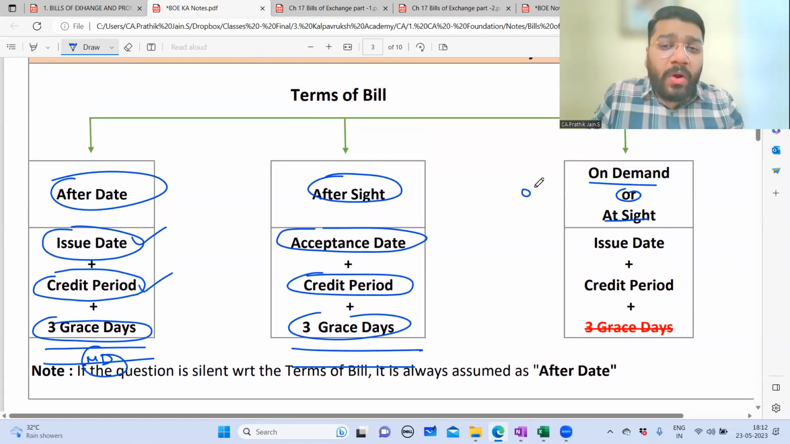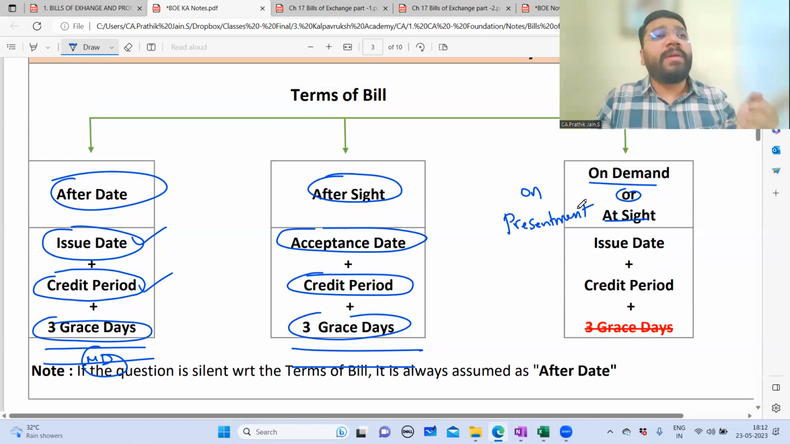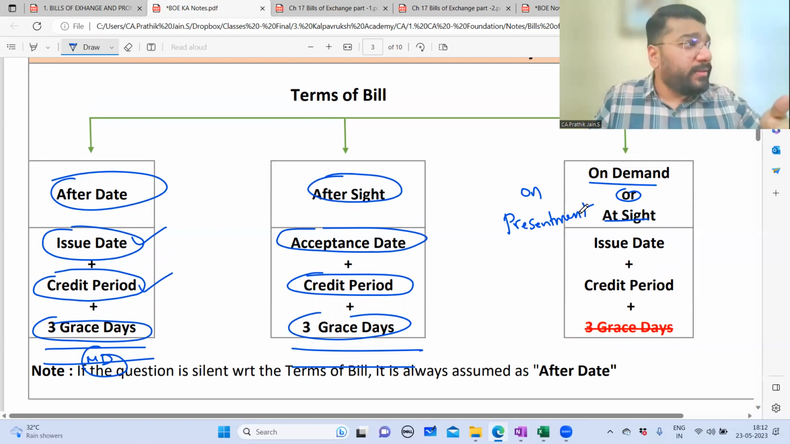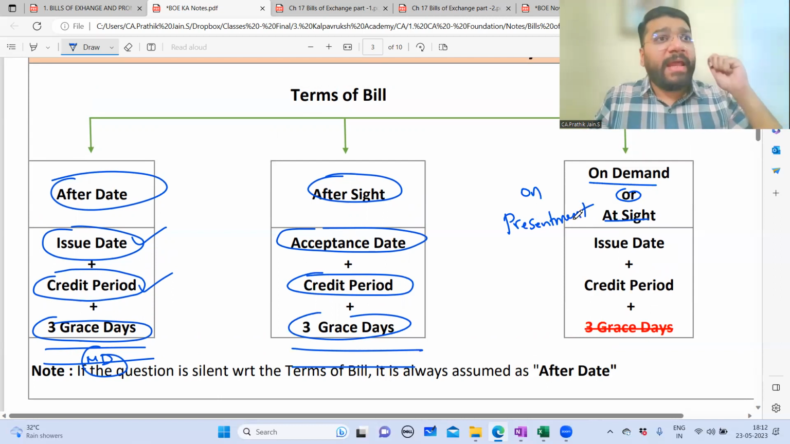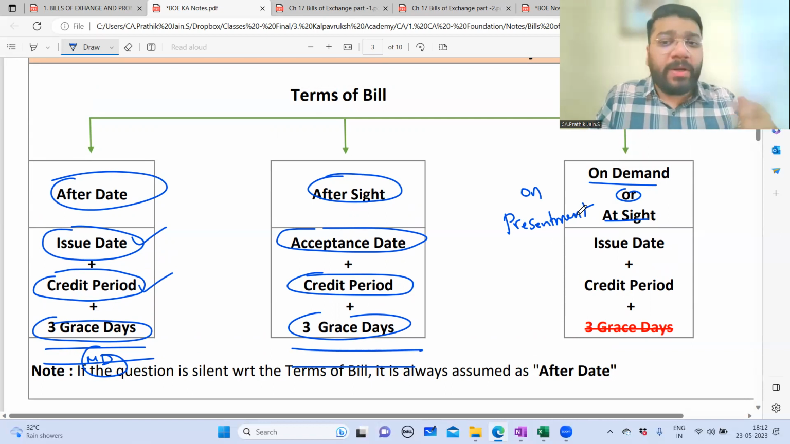Sometimes the term of the bill could be on demand or at sight. One more word is there, on presentment. I'll add that word and give this document to all of you. There's one more word in your ICA material, called on presentment. Whenever the term of bill is on demand, give the payment on demand. Whenever I demand, you have to give me the money. At sight means whenever I ask on sight, you have to make me the payment. Or whenever I present the bill to you, on that date, you have to make the payment.